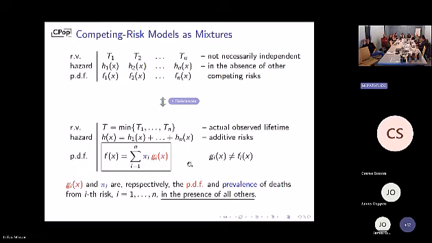But what is the difference between the GIs and the FIs? The difference is that this is the density of deaths from this risk in the absence of all others, whereas here, this is the density of deaths from risk I when this risk competed with all other n-1 risks. So, just some terminology. This is the density and the prevalence of deaths from risk I at age X.